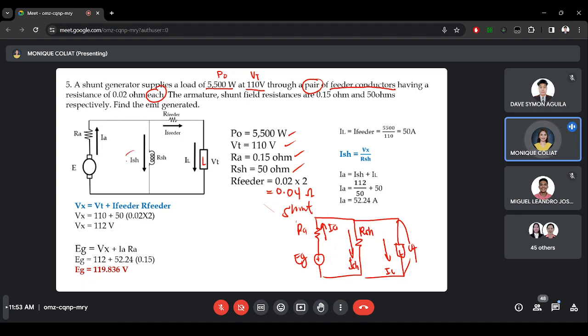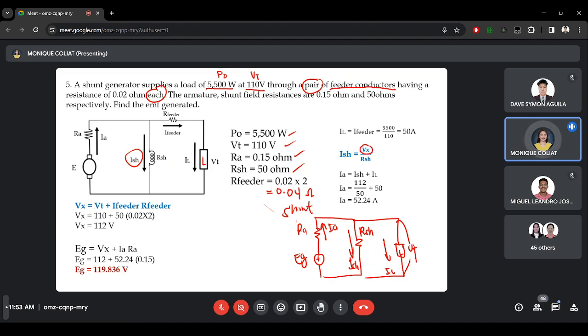KVL sa inner loop. Nag-KVL siya dito. Naging EG minus Vx minus Ia Ra equal to 0. That's why Eg is equals to Vx plus Ia Ra.